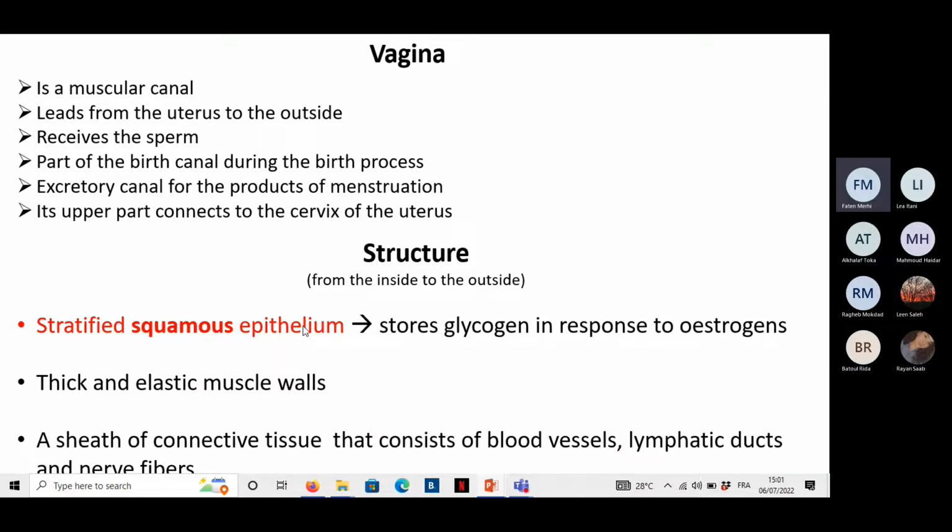So the cells of this epithelium are not secretory cells, but they store glycogen. They don't secrete it, okay, but they store the glycogen under the action of estrogen. And this glycogen will be released when the cells die. They will release the glycogen in the vagina.